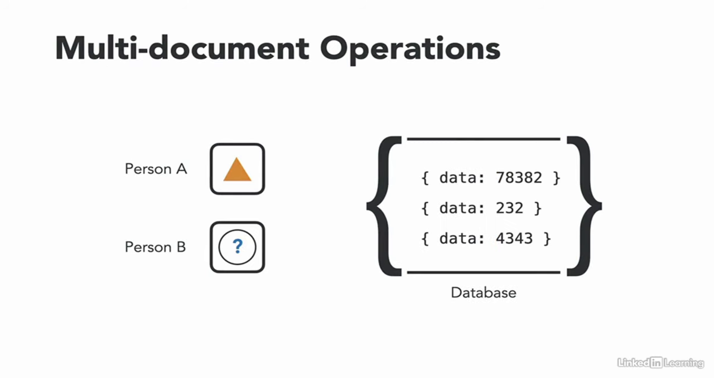However, if person A issues a command to change values in multiple documents, and person B tries to read the same documents at the same time, person B could see some documents that have changes already and some that do not. If this is problematic for your application, then you need transactions.